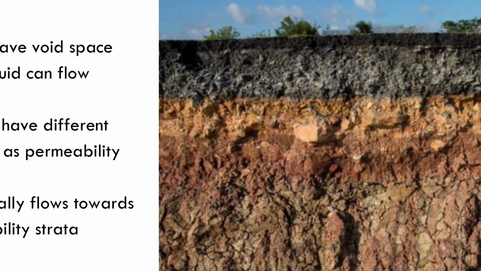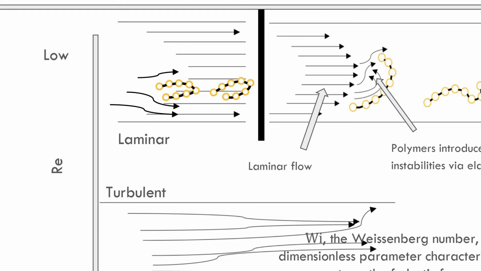The problem with that method is that underground environments are not just one homogeneous medium. They have different strata, and in particular, different layers accept flow differently, based on permeability differences. Some layers have high permeability, and some layers have low permeability, and fluid preferentially flows under laminar conditions towards the high permeability strata. So what my project found is that if we add polymers to the solutions that we're flowing, we get a lot more flow into those low permeability layers.